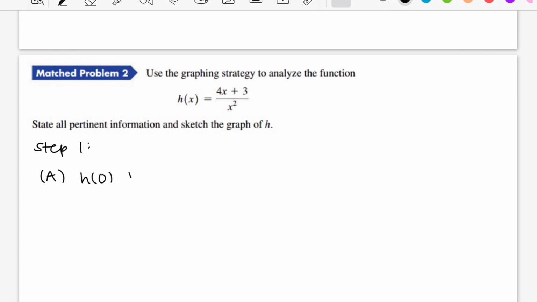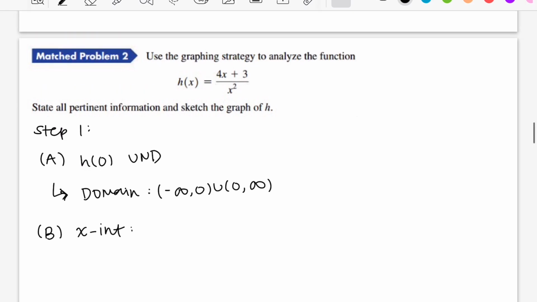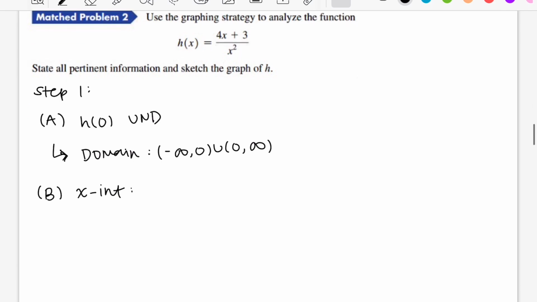So this tells us that our domain is going to be all real numbers except for x is equal to 0. Next thing we want to do is find our intercepts. We know that our x-intercept is going to occur when h of x is equal to 0.